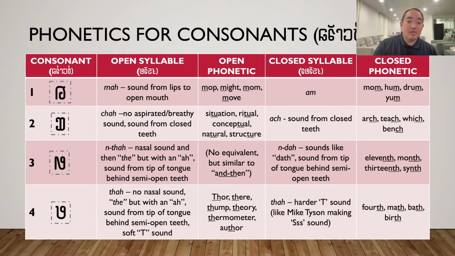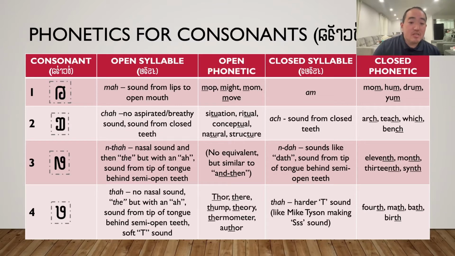And the closed syllable, ja, jach, right? So sound should be produced from closed teeth, like chach, right? Like the word you'll see here, arch, or teach, or which, or bench. So this is specifically for the closing sound or closing syllable. And how you pronounce that is the word that I provide as an example here. Arch, teach, which, bench.